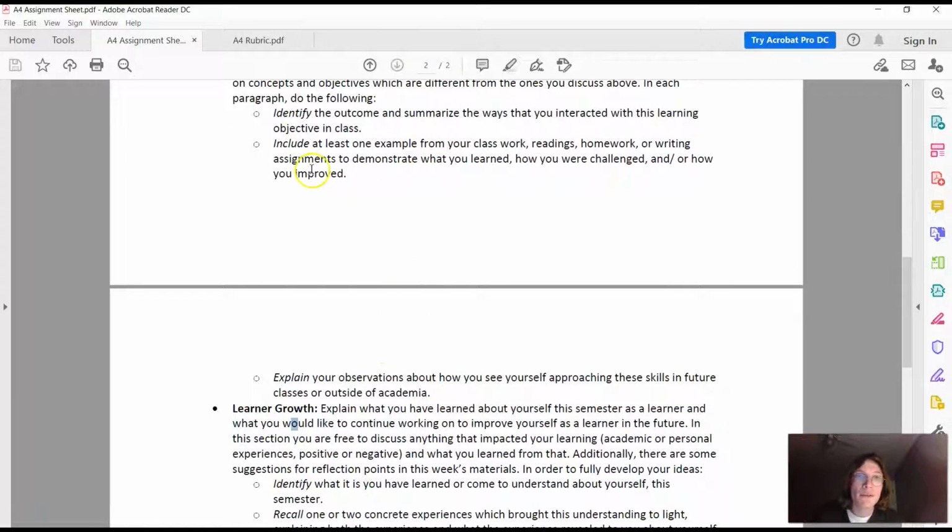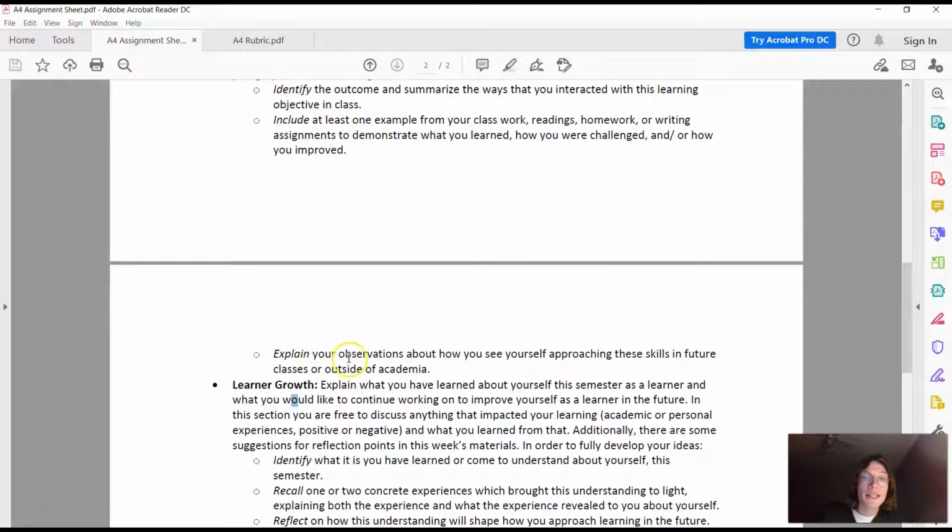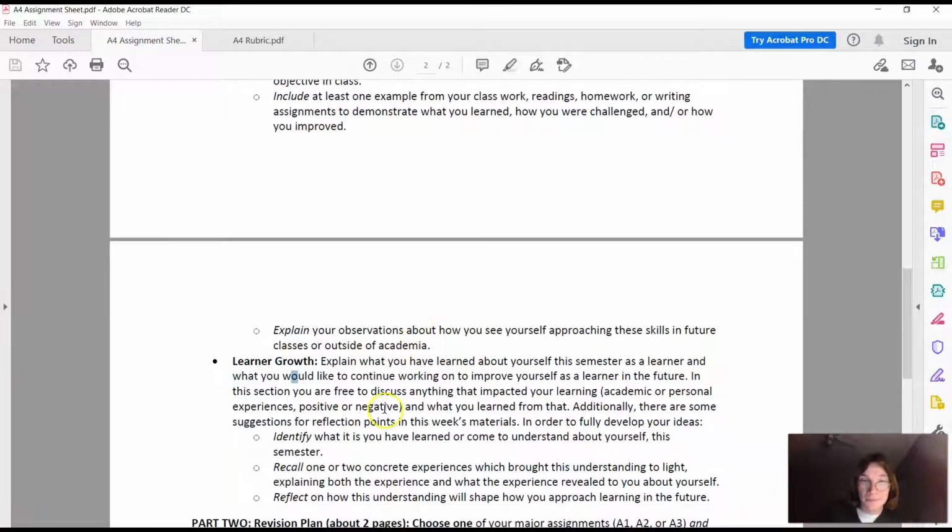And then once you get through working through identifying, including one example, you're going to want to explain how you see yourself approaching these skills in future classes. So how do you plan on taking this idea of deepening rhetorical knowledge to a future situation or future class, a future job or internship, anything like that.